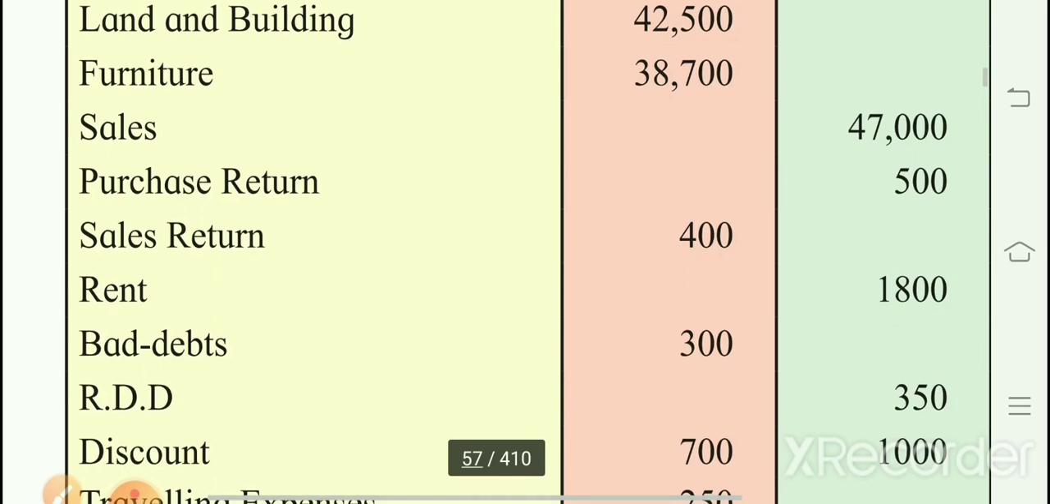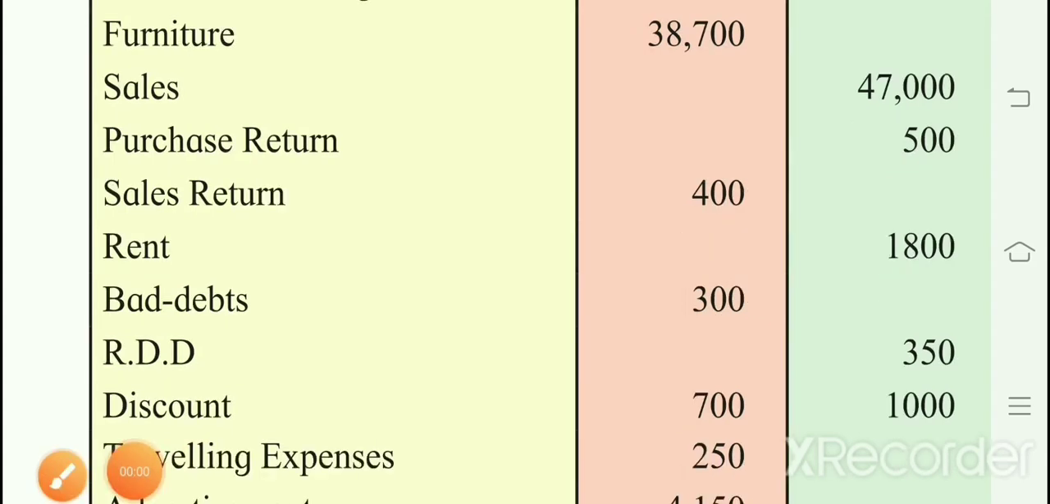Next, purchase return by rupees 500. All of you know purchase returns are always deducted from purchases. So in this problem, on the debit side of the trading account, we have recorded purchases by rupees 22,500. Deduct rupees 500 as purchase return. Write the net amount in the outer column, that is 22,000.